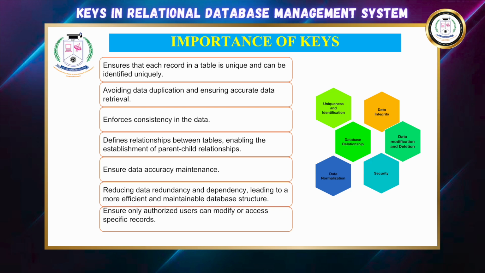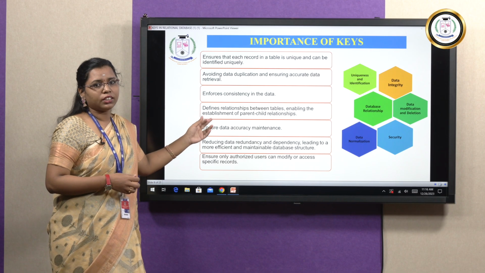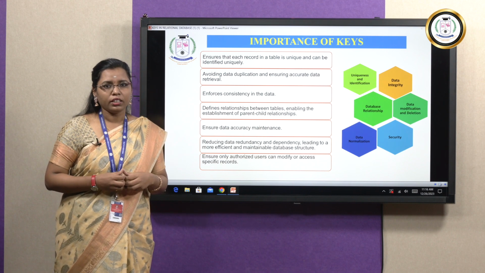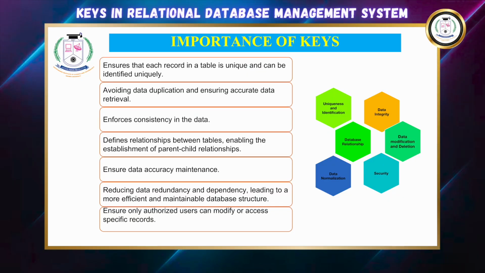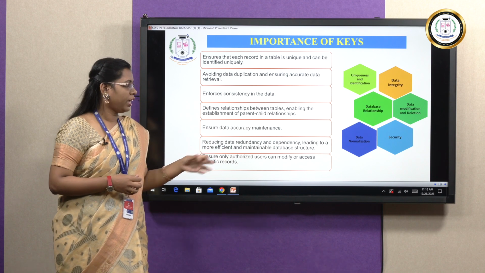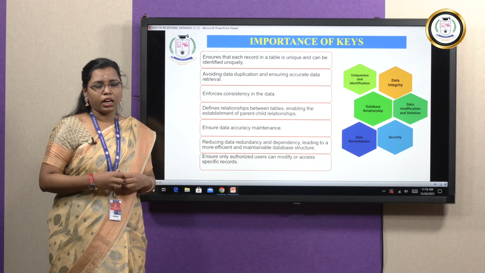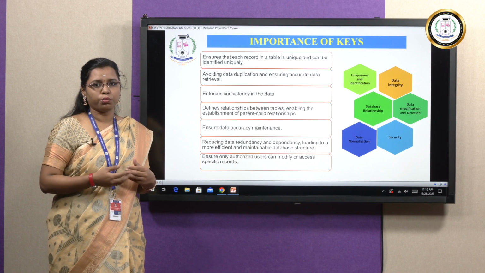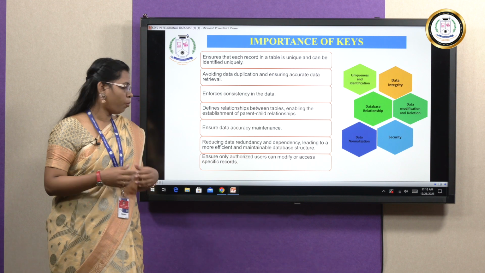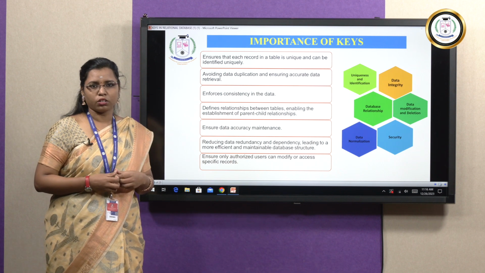The next one is database relationship. That defines a relationship between the tables, which means the establishment of the parent-child relationship. The next one is security. We want to maintain the data accuracy, so only authorized users can modify or access the specified records or rows. The next one is data normalization. When there is a large amount of data, repeated values or records may be inserted. So to reduce data redundancy and dependency, we need an efficient and maintainable database structure.